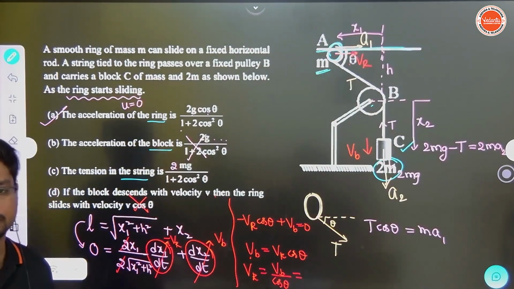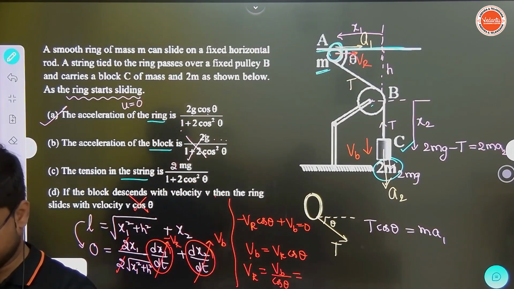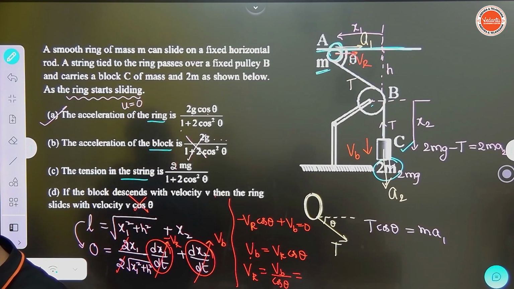Clear with this? Right. If you wish, you can copy this. Copy this one and individually start solving, continue solving the questions, and if you have any doubts, we can discuss. Any doubts in this question?